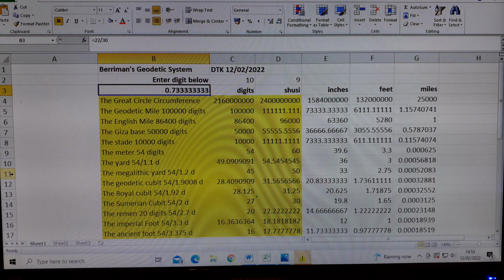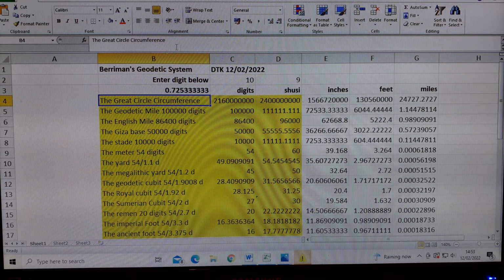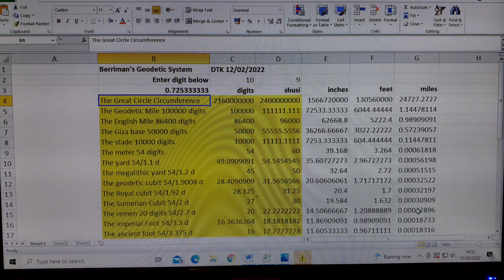And what we can now do is, because we've got the megalithic yard in the calculation, we know there are 45 digits in the megalithic yard. So all we've got to do to put the digit in there is put plus 32.64 divided by 45, and that gives the digit associated with Thom's megalithic yard. And there's Thom's megalithic yard, 32.64. And look at all these units that are being produced. They all look very nicely balanced.